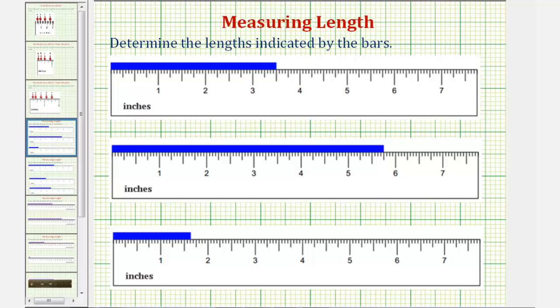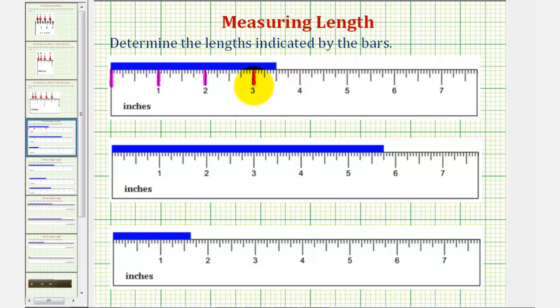We want to determine the length of each blue bar. The first thing we should notice is that the units are inches, and when giving a length, it's important to include the units. So looking at this first length, if we start here, we can see we have 1, 2, 3 inches, and then some extra length.